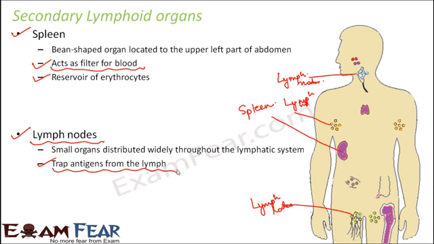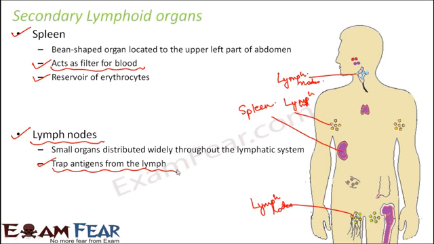Now these are the lymph nodes, and these are the lymph vessels. It is a part of the lymphatic system, and throughout the lymphatic system the tissue fluid or the lymph is flowing. The lymph will contain antigens, and these lymph nodes will trap those antigens. Now you understand why the secondary lymphoid organs act as a site of interaction between antigen and the lymphocytes.